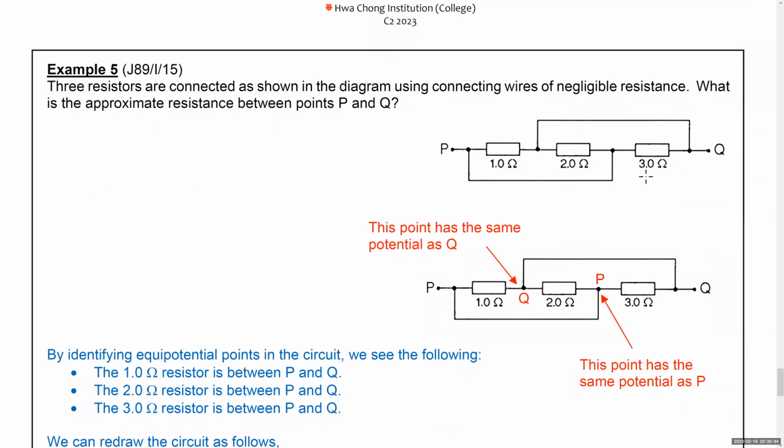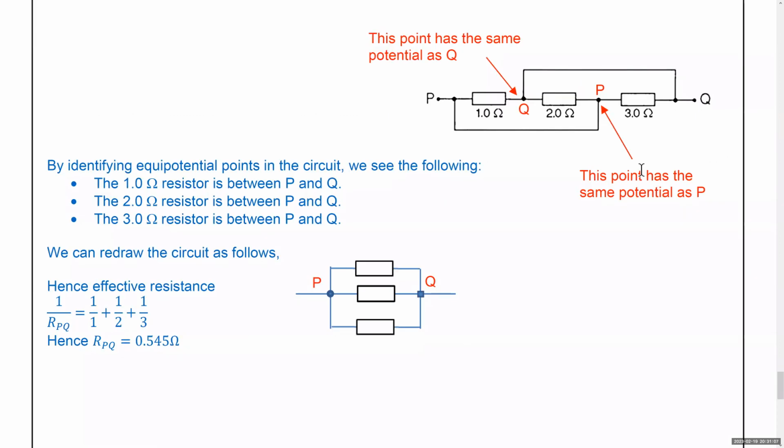Okay, example 5, we are to calculate the resistance between points P and Q. By identifying equipotential points in the circuit, we can see that there are 2 points Q and 2 points P. The 1 ohm resistor is between P and Q. The 2 ohm resistor is also between P and Q. The 3 ohm resistor is also between P and Q. We can redraw the circuit as follows, and it becomes clear that this is a parallel connection.